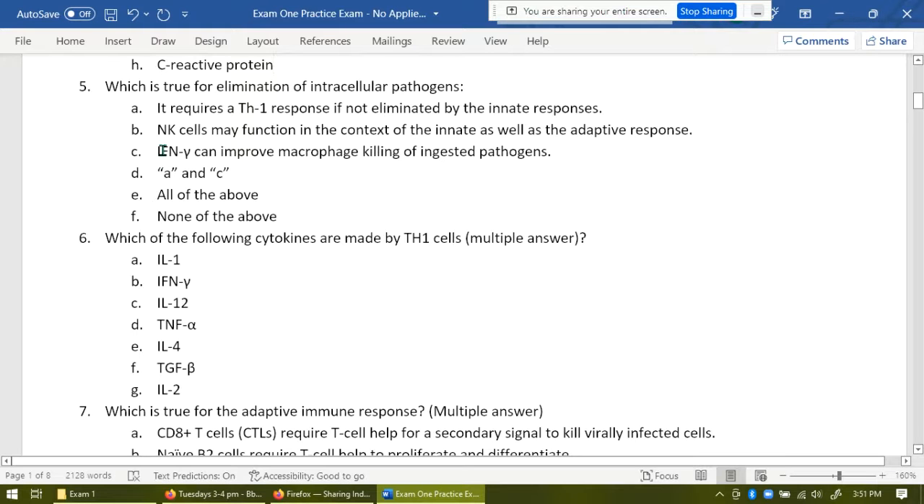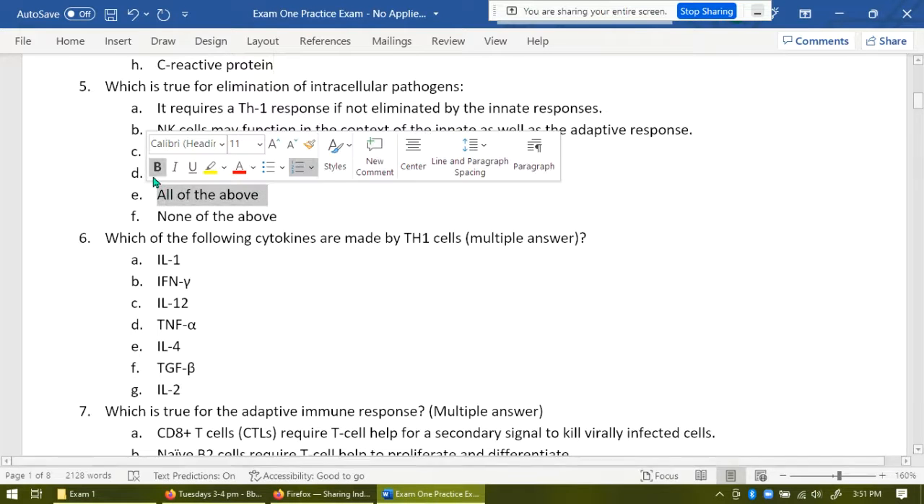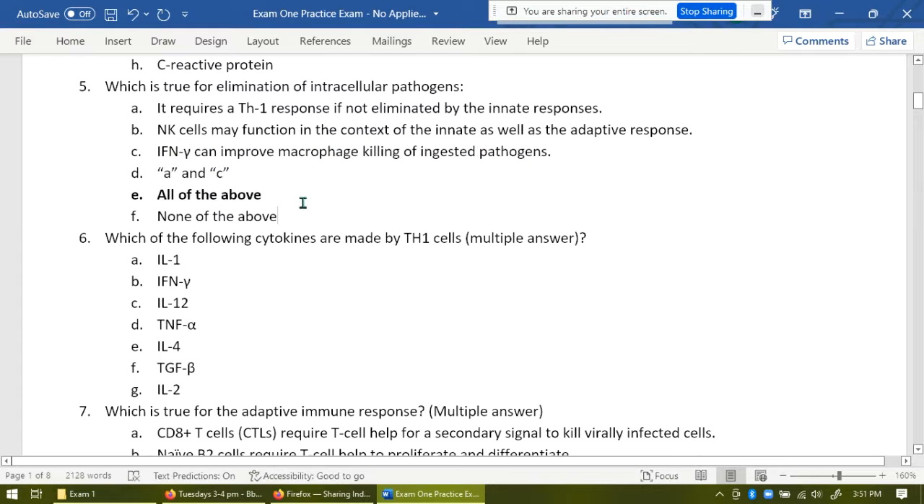Tumor necrosis factor is going to upregulate natural killer cell activity. And also IgG produced by adaptive immune cells can activate natural killer cells as well. So they are functioning under innate system and adaptive system. They're enhanced by the adaptive system. We consider them innate immune cells though. Interferon gamma can improve macrophage killing of ingested pathogens. That one is certainly true. It makes them better killers. Interferon gamma comes from natural killer cells and Th1 cells.